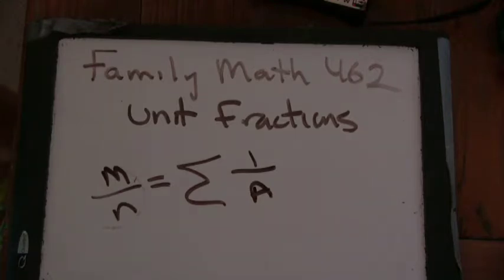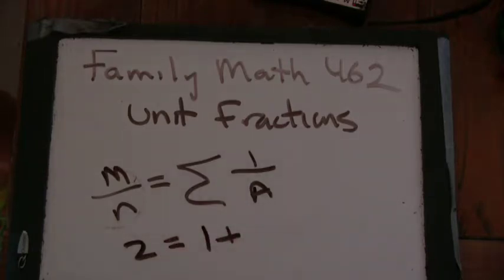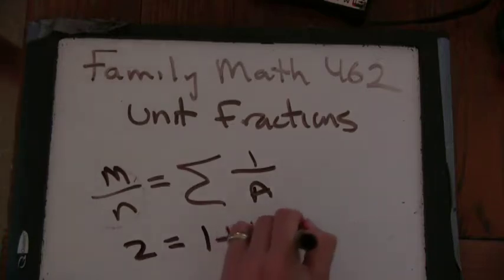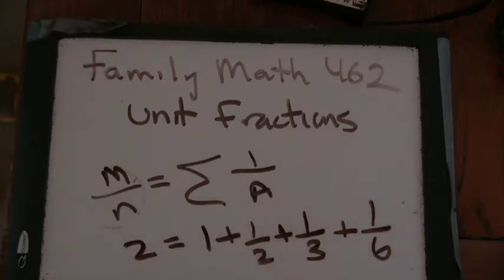So it's pretty surprising. In other words, we can write 2 as 1 plus a half, plus a fourth. Well, what could we use next after a half? A third. Plus a third. Plus a sixth. All right, does that work? Yeah, because a third plus a sixth is a half, and then a half plus 1 is 2.